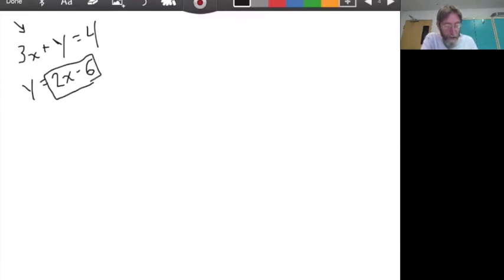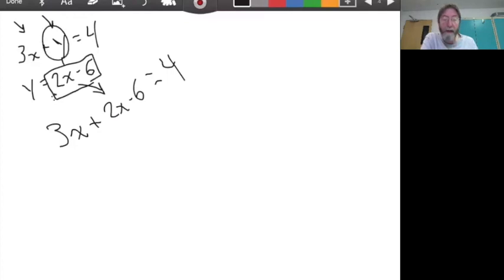So that means that here, where we see what y is, we can replace that y with 2x minus 6. So we can take this top equation, 3x plus, now instead of putting a y there, we know that y has to be 2x minus 6. So let's write 2x minus 6, and that has to equal 4. All we did was take that 2x minus 6 and replace it for that y. This is now an equation that we can solve. We have 5x minus 6 equals 4.